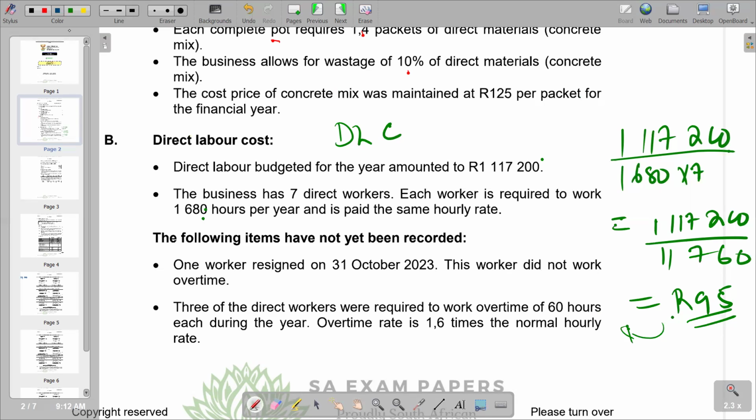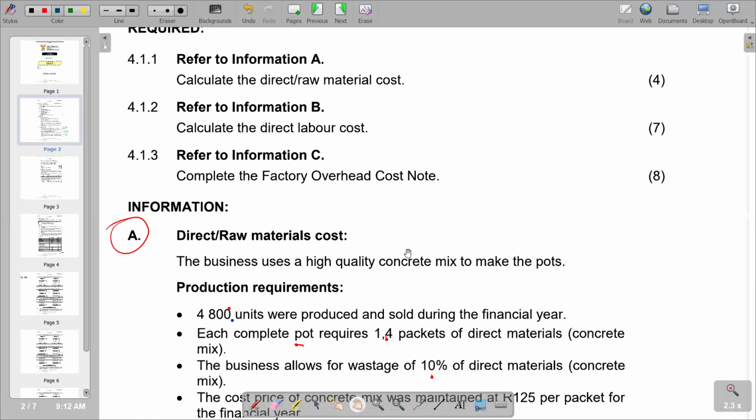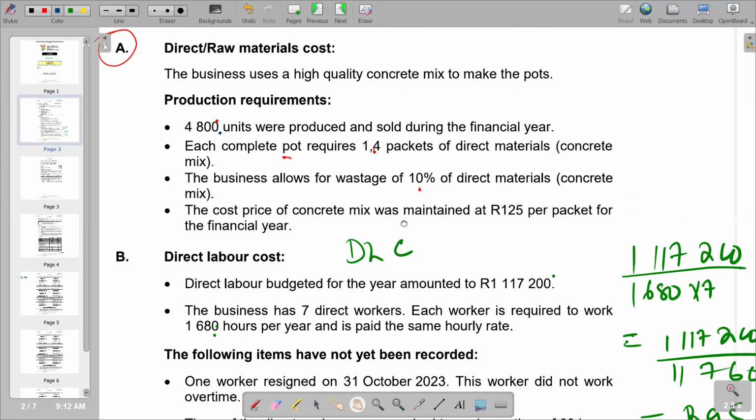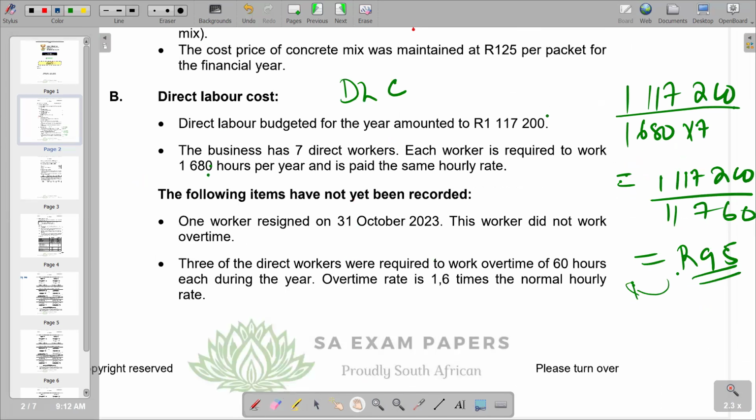So we already know that this worker resigned on 31 October. Remember, our year is ending. Go to the beginning of the question: our year is ending February 2024. And this worker resigned on 31 October 2023. So it means November, December, January, February. So we've got 4 months that this worker did not work for the current year. So we have to remove those 4 months.